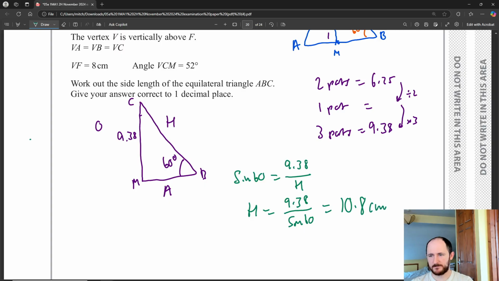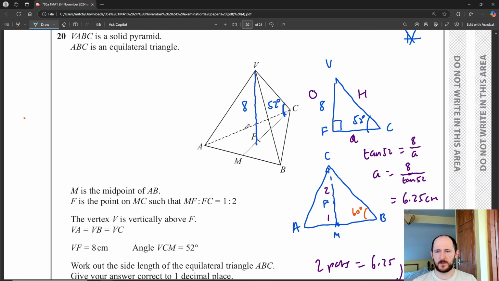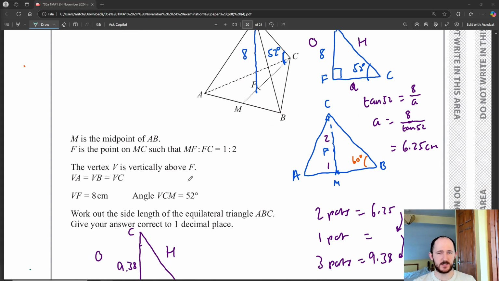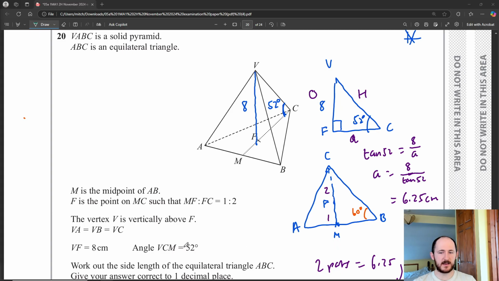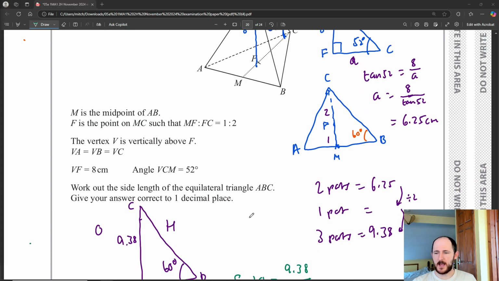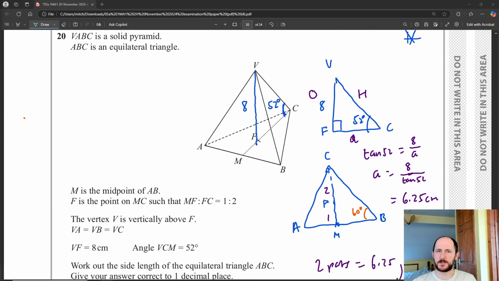That's it. So again, it's not too bad, but with 3D trig and Pythagoras, all you really want to do is draw out the separate triangles using the information they give you. Whatever information they give you, make a triangle out of it. Because there's a reason why they've given you the information, right? It's not completely useless. But, yeah, let's move on to the next question.